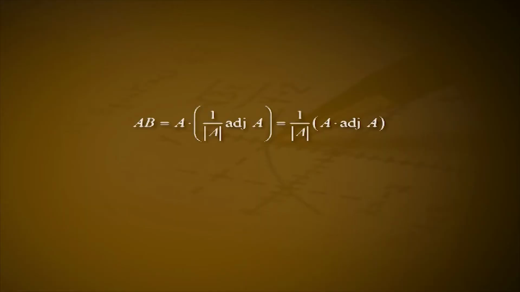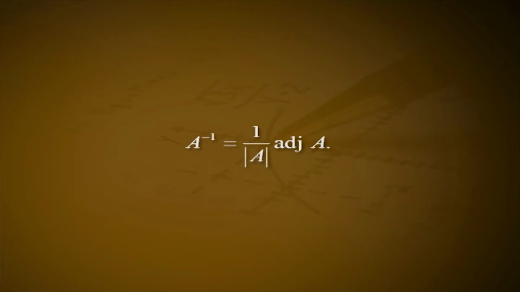AB is equal to A into 1 by determinant of A into adj A, which is equal to 1 by determinant of A into A adj A, which is equal to 1 by determinant of A into In, which is equal to In. Similarly, BA is equal to 1 by determinant of A into adj A into A, which is equal to 1 by determinant of A into In, which is equal to In. Thus AB is equal to In is equal to BA. So by the definition of inverse of a matrix, B is the inverse of A.